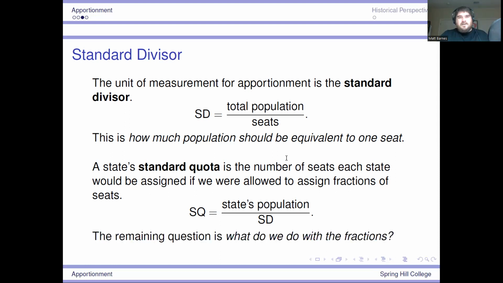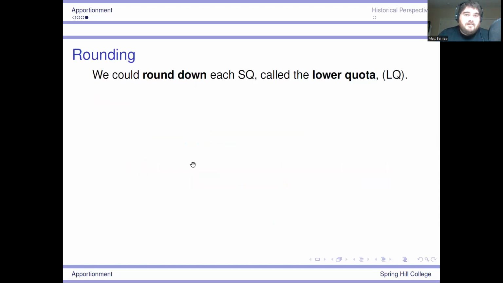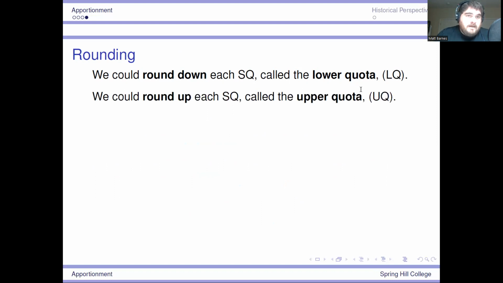So now we have to address that question. What do we do with the leftover pieces? What do we do with the fractions? What do we do with the decimals? Well, we could round down. And if we do that, every time we get a standard quota, we just round down immediately. We call that the lower quota.